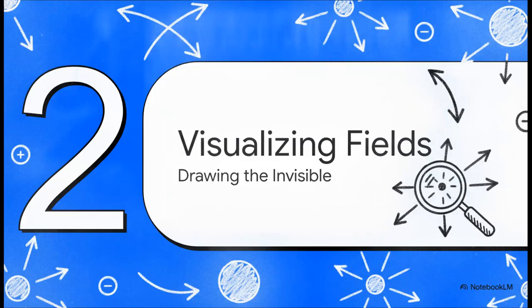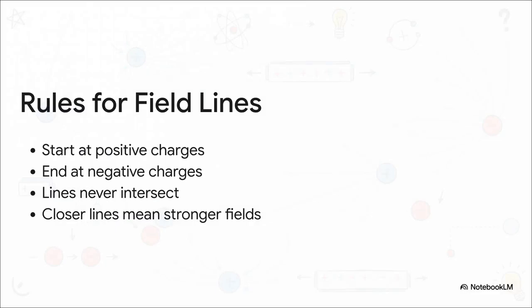Which brings us to part 2. Visualizing electric fields, drawing the invisible. Like any good mapping system in physics, we've got some strict ground rules for drawing these field lines. First off, field lines always start at positive charges and point outward. Secondly, they always end at negative charges, pointing inward. Third, they never ever intersect. We'll get into why later. And fourth, and this is absolutely crucial, closer lines mean a stronger field. The density, or how bunched up those lines are, is your visual cheat code to understanding exactly how strong the field is at any given spot.